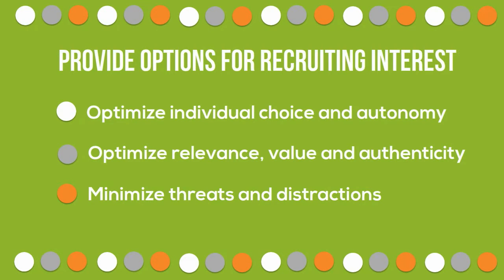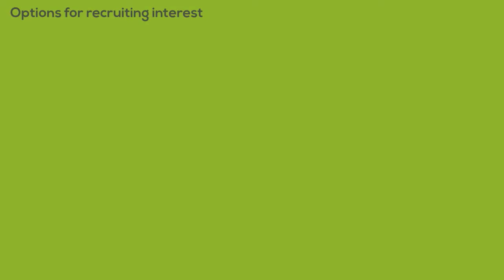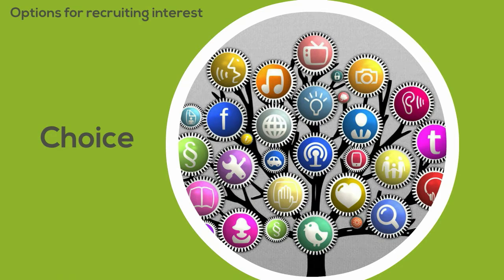The first guideline under engagement explores how to provide options for recruiting interest. This principle lays the foundation for students to move from extrinsic motivation and control to intrinsic motivation and self-regulation. One way to recruit interest and build autonomy is to provide students with choice. Let students choose the tools and resources they will use, the design of the products they will produce, and the order of the tasks they'll complete.